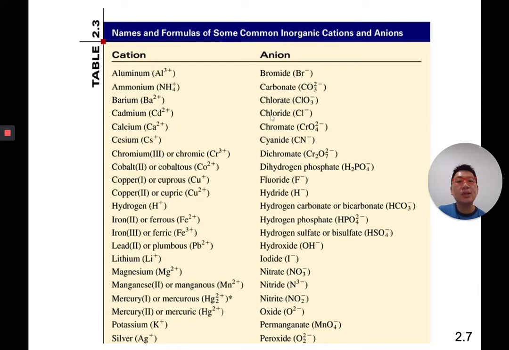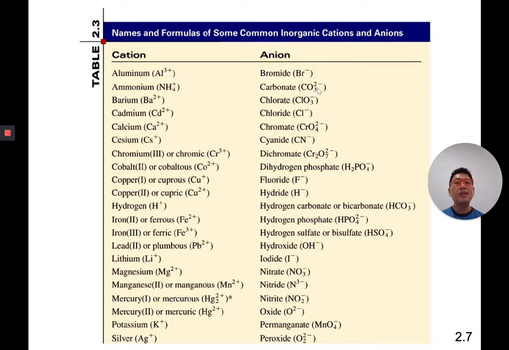Bromine gains an electron. That's why -1. Chlorine gains an electron. Fluorine gains an electron. Iodine gains an electron. But I was just pointing out some of the monatomic ones, one-atom ones, like barium, cadmium, calcium, cesium. But notice all these polyatomic ones, like carbonates.